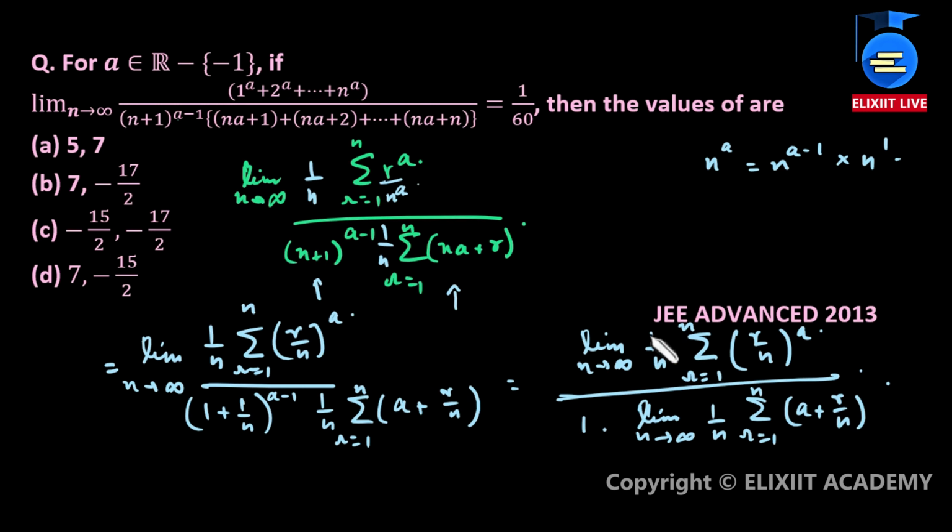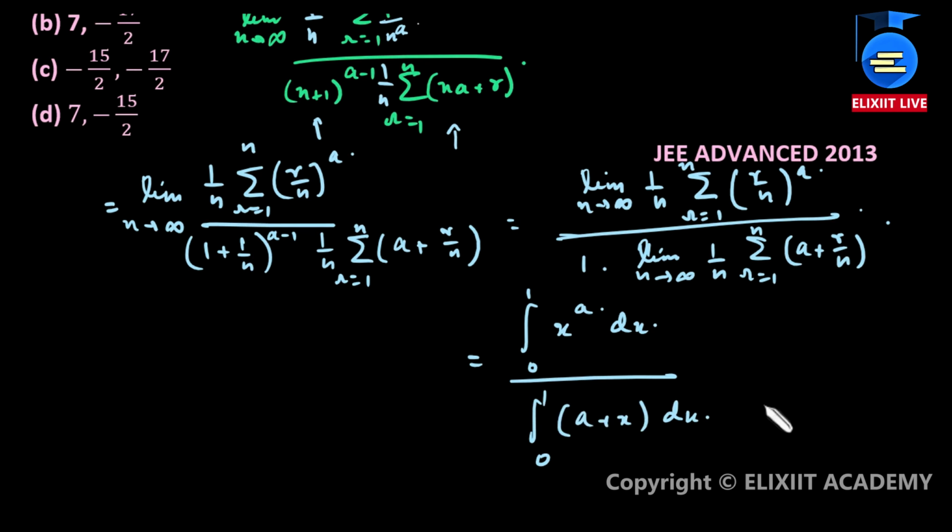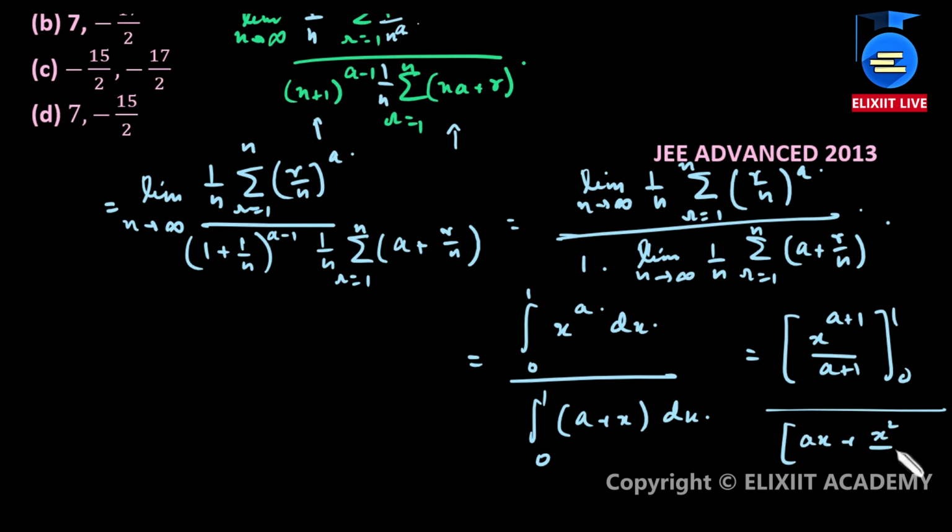Now this is simple. We have 1 by n over here. Summation of this format is given, so we can directly replace this by integration. So what is the numerator? The numerator is integration 0 to 1, with r by n replaced by x. So we have integration 0 to 1 x to the power a dx, and in the denominator we have integration 0 to 1 a plus x dx. Now we simplify this. So we have x to the power a plus 1 upon a plus 1, range from 0 to 1, upon the integration of a plus x, that is basically ax plus x square upon 2, range from 0 to 1.